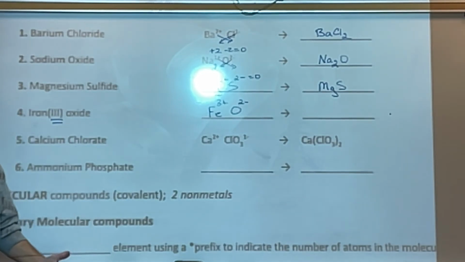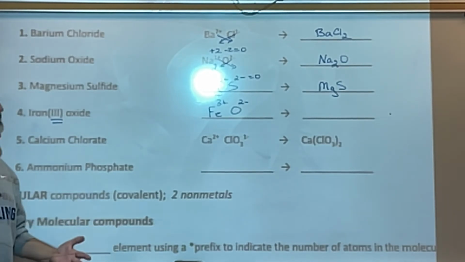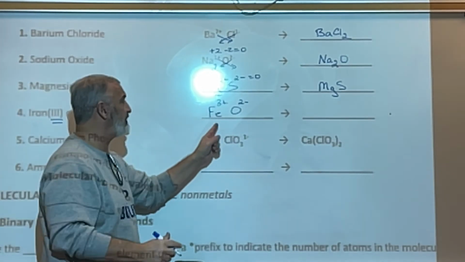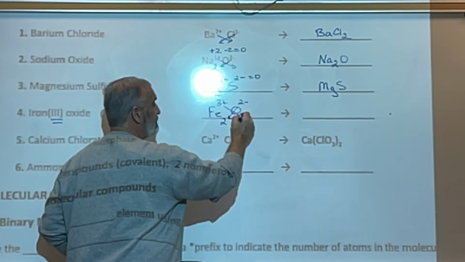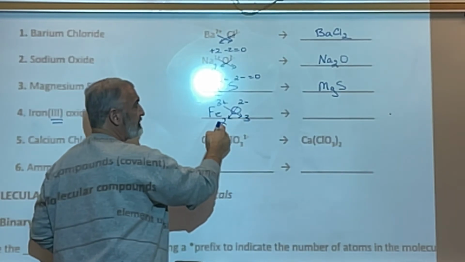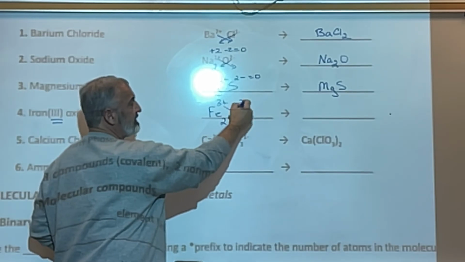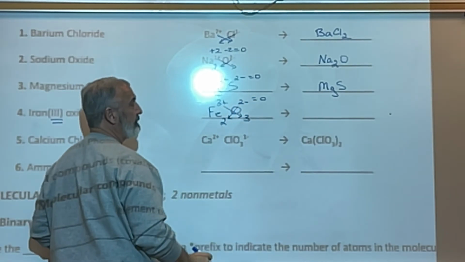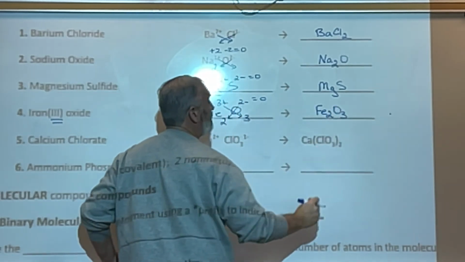This is where the crisscross method really is important, because what's the lowest number that 3 and 2 both go into? Well, obviously it's 6. The way you get that is cross multiplying. So you bring this one down here, make a 2. You bring this one here with a 3. So then it's 2 times +3 is +6. 3 times 2 minus is -6. It all adds up to 0. So my formula is Fe2O3.